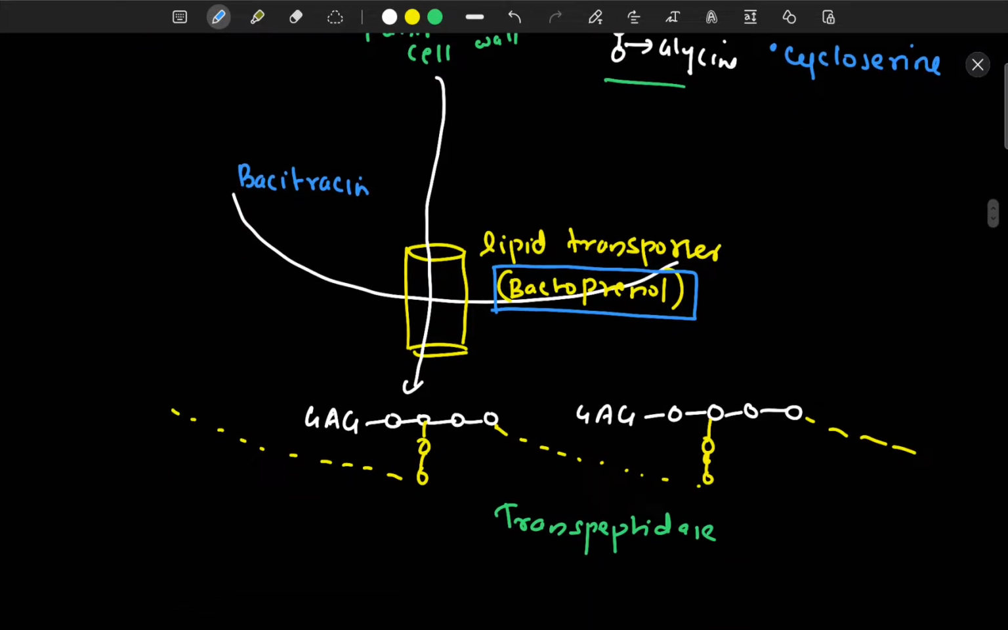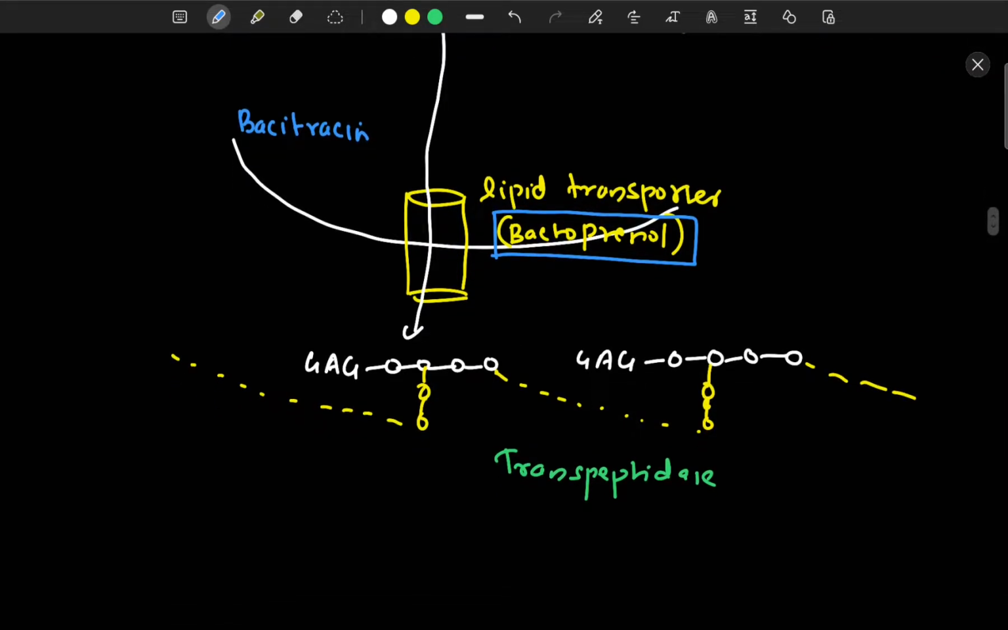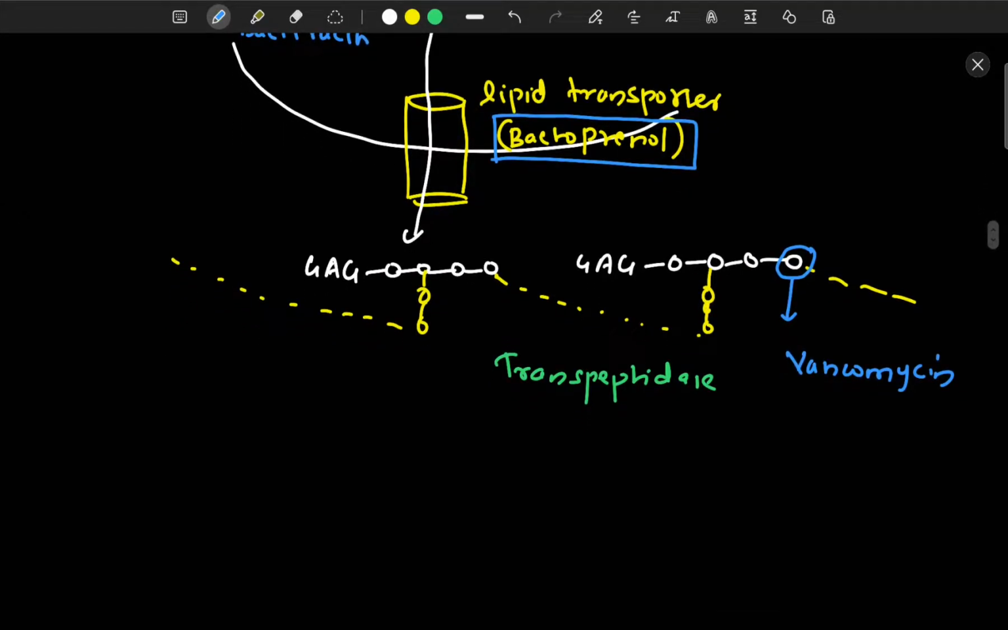There is another drug which is called vancomycin, and this vancomycin will be blocking this D-alanine. So the D-alanine is blocked. Therefore the cross-linking is blocked, because the cross-linking happens between the D-alanine and the glycine. So that cross-linking is blocked. Now, this is an indirect blocking of the cross-linking.